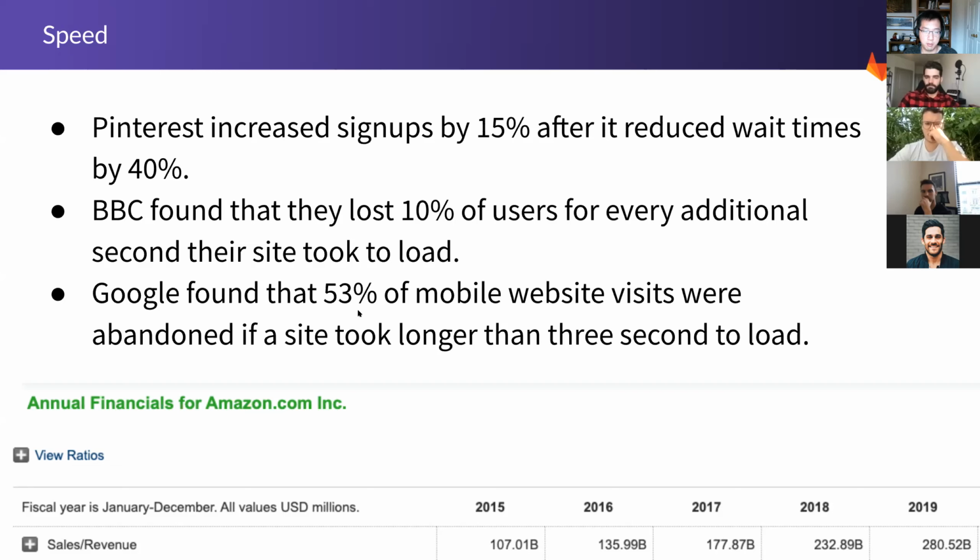Google found that 53% of mobile website visits were abandoned if the site took longer than 3 seconds to load. All that is to say is, imagine a 5, 10, 15% reduction in customer adoption for Amazon.com, how much that would affect their business.